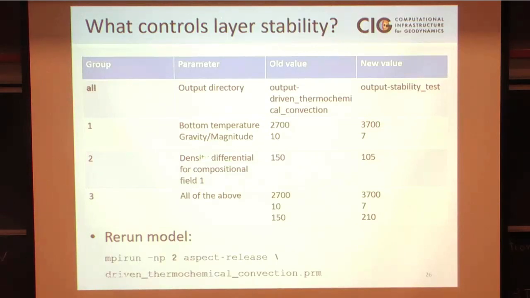Group number two changes the intrinsic chemical density contrast of this dense basal layer from 150 to 105 kilograms per cubic meter. And group number three does all of the above. And then we run the model with the command that is shown down here, which is the same command as before.